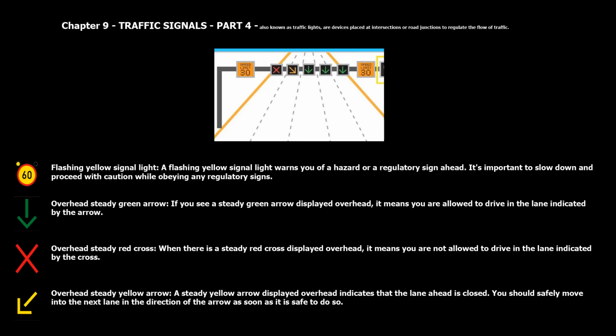What this sign does is that the flashing yellow signal warns you of a hazard or a regulatory sign ahead. So it's important to slow down when you see one and proceed with caution while obeying the regulatory sign. Basically, the sign is telling you that further ahead, you're going to come across the prohibition sign of 60 kilometers maximum speed limit. So it's telling you this sign is upcoming.